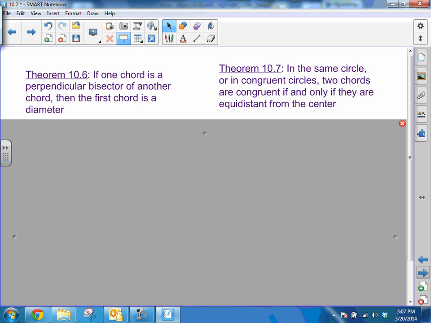So I want you to write 10-6. Leave a space for the picture. Write 10-7. So 10-6 says, if a chord is a perpendicular bisector of another chord, then that first chord is the diameter. Second one says, in the same circle or in congruent circles, two chords are congruent if and only if they are equidistant from the center. Equidistant, we haven't heard in a little bit. What does that mean? Same distance, yep.